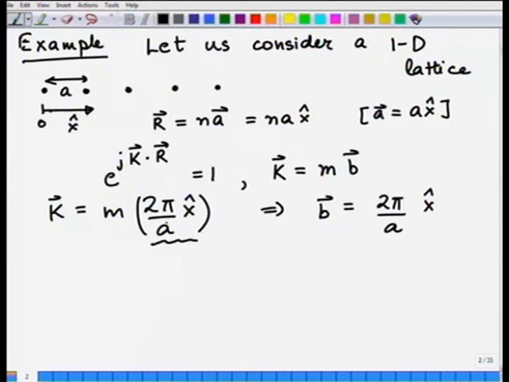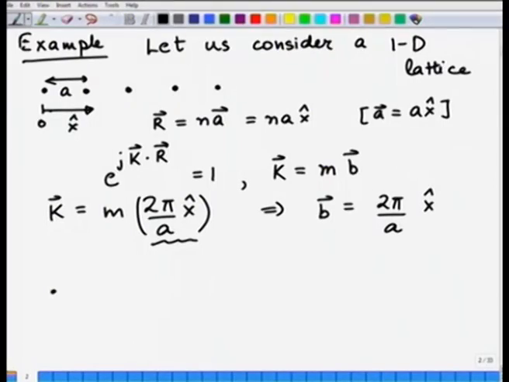What does that mean? Even in reciprocal lattice, the lattice is one dimensional, and if I plot the reciprocal lattice, it looks something like this, again one dimensional with a periodicity of 2 pi by a. Now 2 pi by a is the periodicity of the reciprocal lattice.